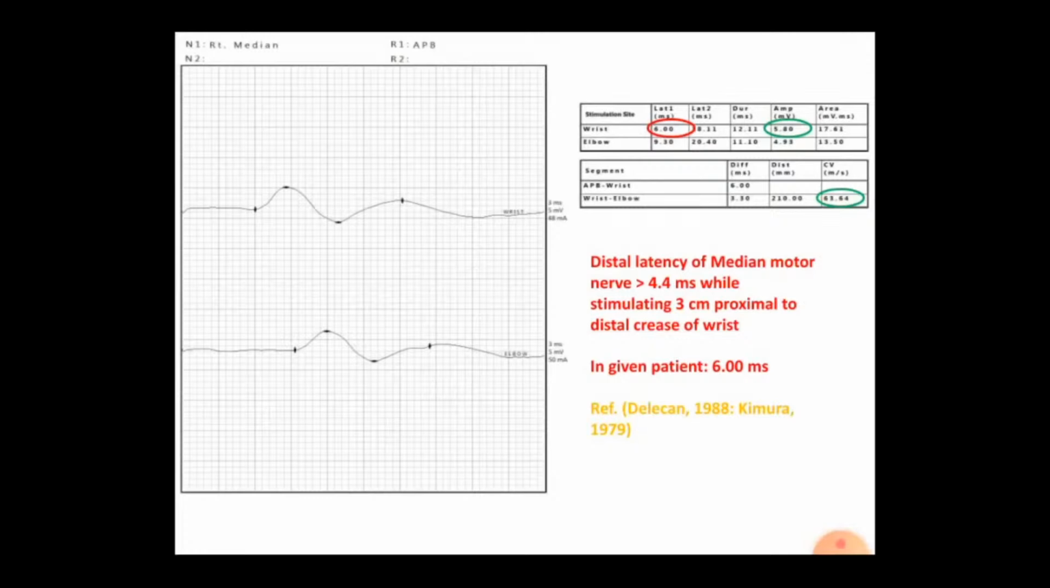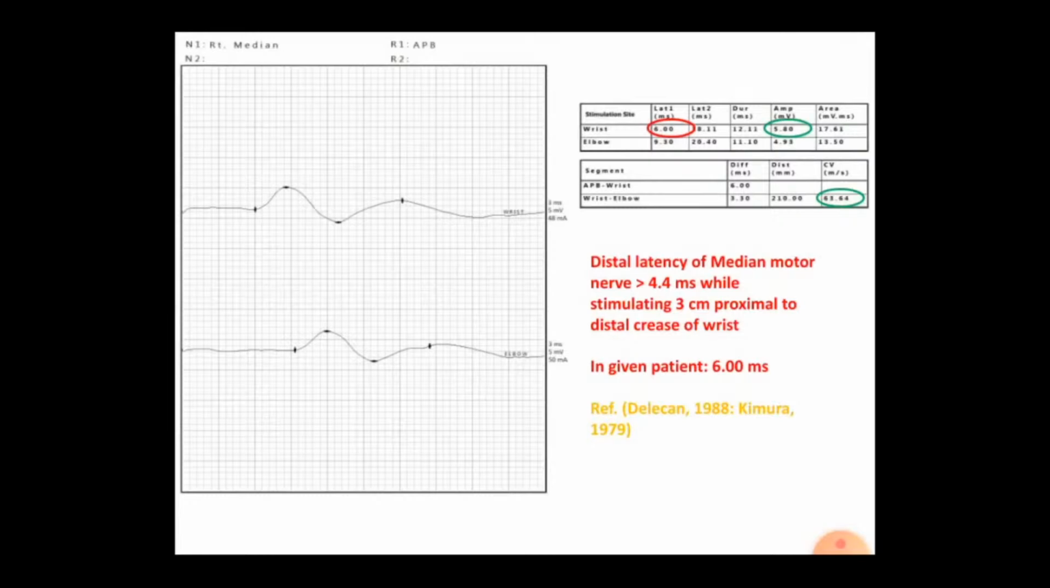Now along with this we have to see the amplitude also. The amplitude is 5 millivolts, so that is normal. And the velocity is 63.64 meter per second, so that is also normal. Why? Because here the stimulation is at the wrist, but 3 centimeter proximal to the distal crease of the wrist. So actually we can say that stimulation is proximal to compression. Another stimulation, at the elbow, is also proximal to compression. So both the stimulating points are proximal to compression.